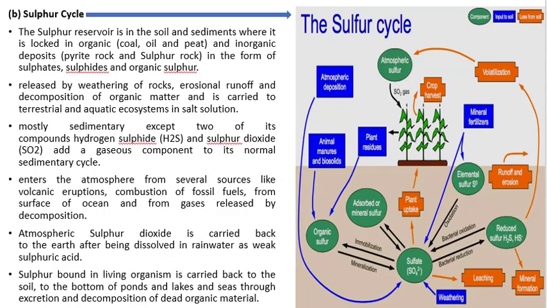Sulfur is mostly sedimentary, except two of its compounds, hydrogen sulfide and sulfur dioxide, add a gaseous component to its normal sedimentary cycle. It enters the atmosphere from several sources like volcanic eruptions, combustion of fossil fuels, the surface of the ocean, and from gases released by decomposition. Atmospheric sulfur dioxide is carried back to the earth after being dissolved in rainwater as weak sulfuric acid. Sulfur bound in living organisms is carried back to the soil, to the bottom of ponds, lakes and seas through excretion and decomposition of dead organic material.